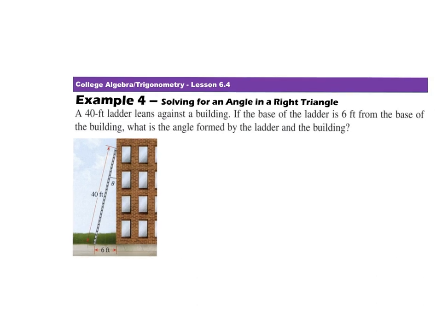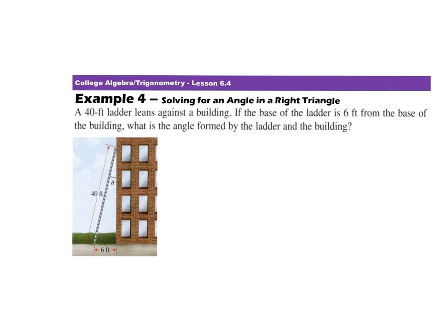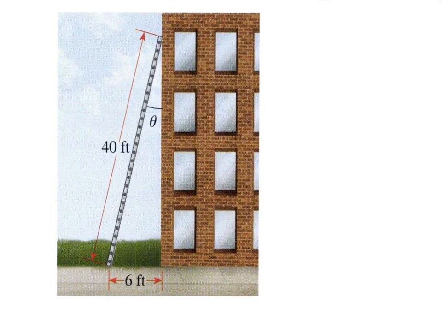All right. A 40-foot ladder leans against a building. If the base of the ladder is 6 feet from the base of the building, what's the angle formed by the ladder and the building? Here's the triangle I'm looking at. Where is theta? Where'd they draw it, guys? In the corner. Do you see it up here in the corner? Okay, so that's the angle we're looking at.